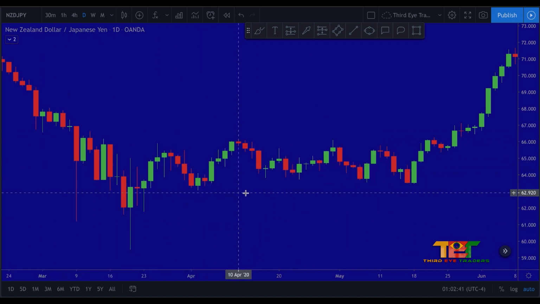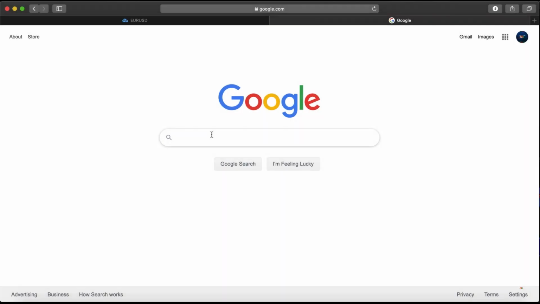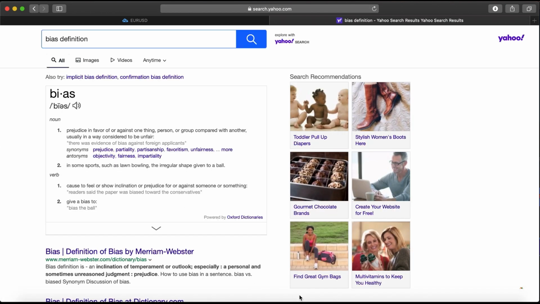Now, for those who are confused with what bias mean, let's go look up a definition. And it reads, a prejudice in favor of or against one thing. So what does that mean to us? That means that we're able to have a guide in where price action could potentially go.